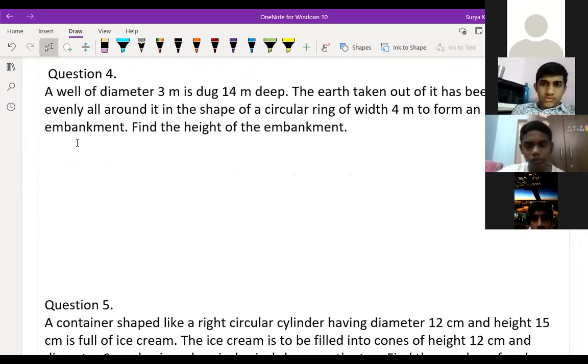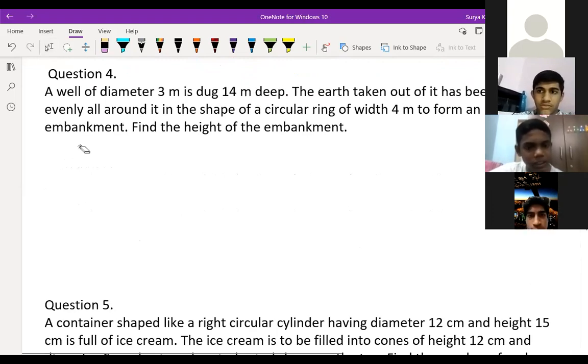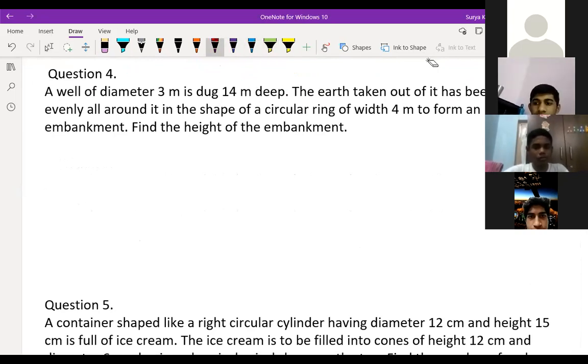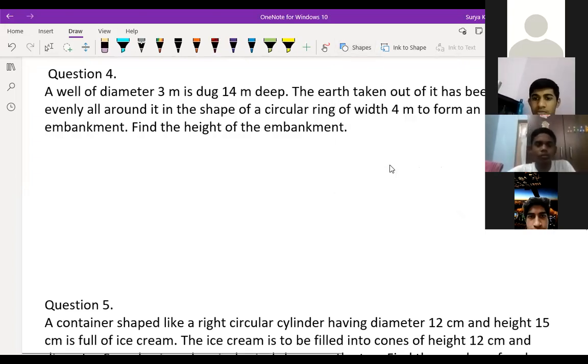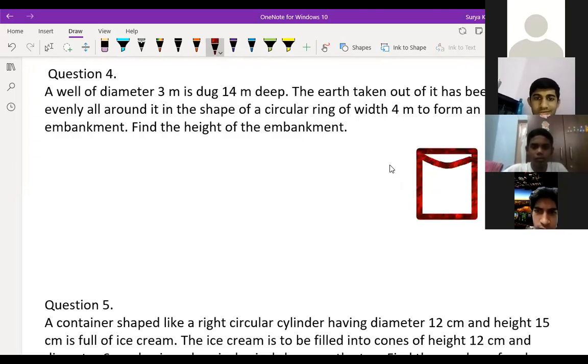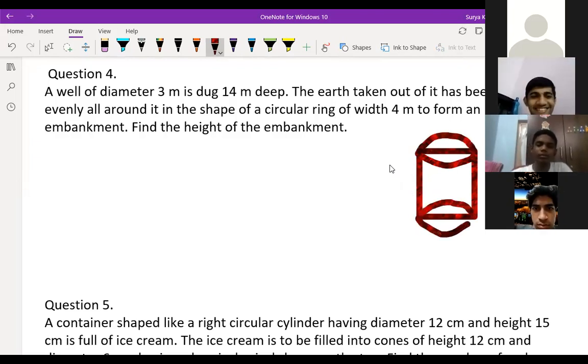A well of diameter 3 meters is dug. So first we make the well over here. First we make the well. So this is the well.